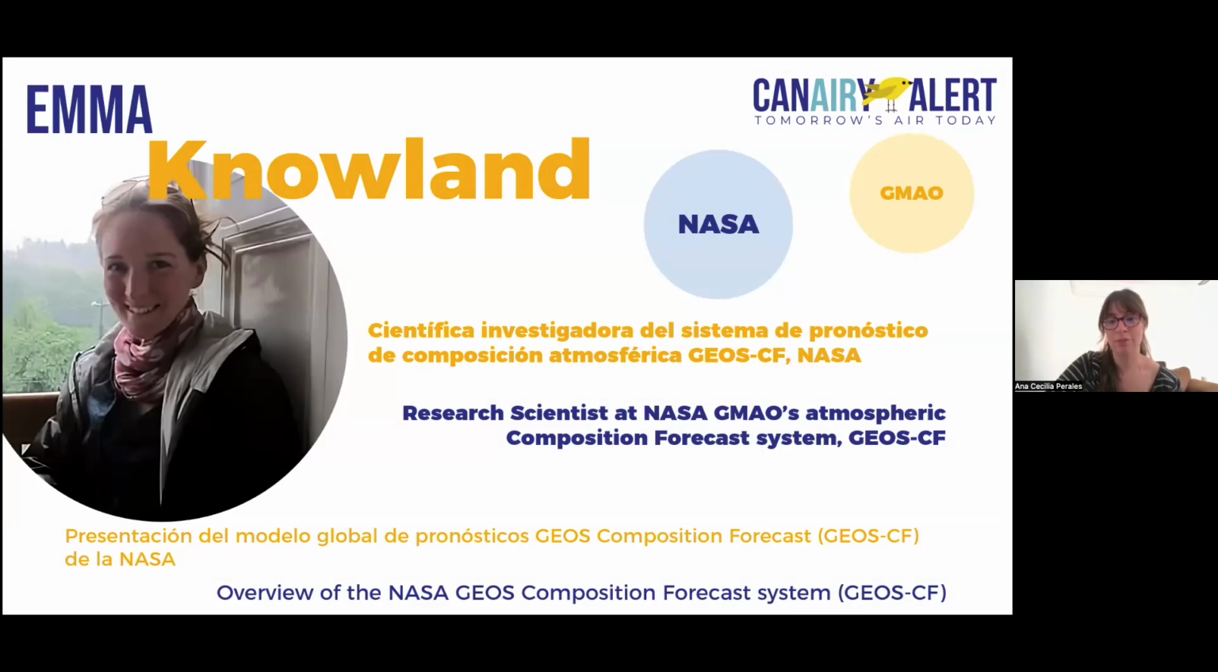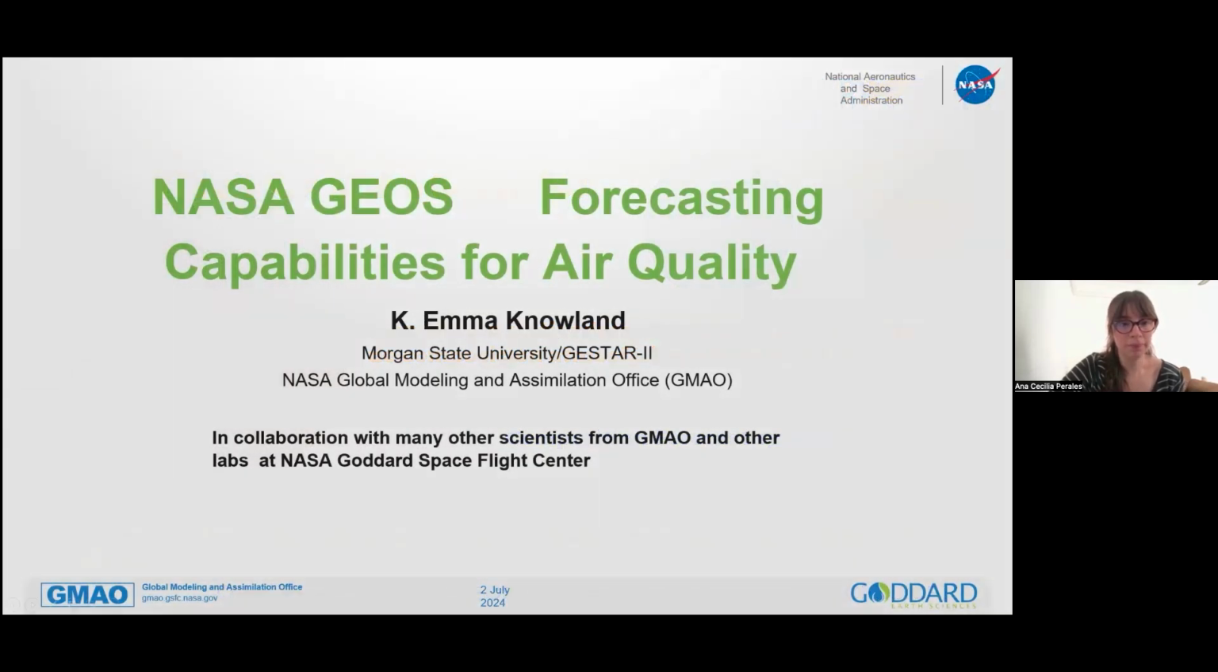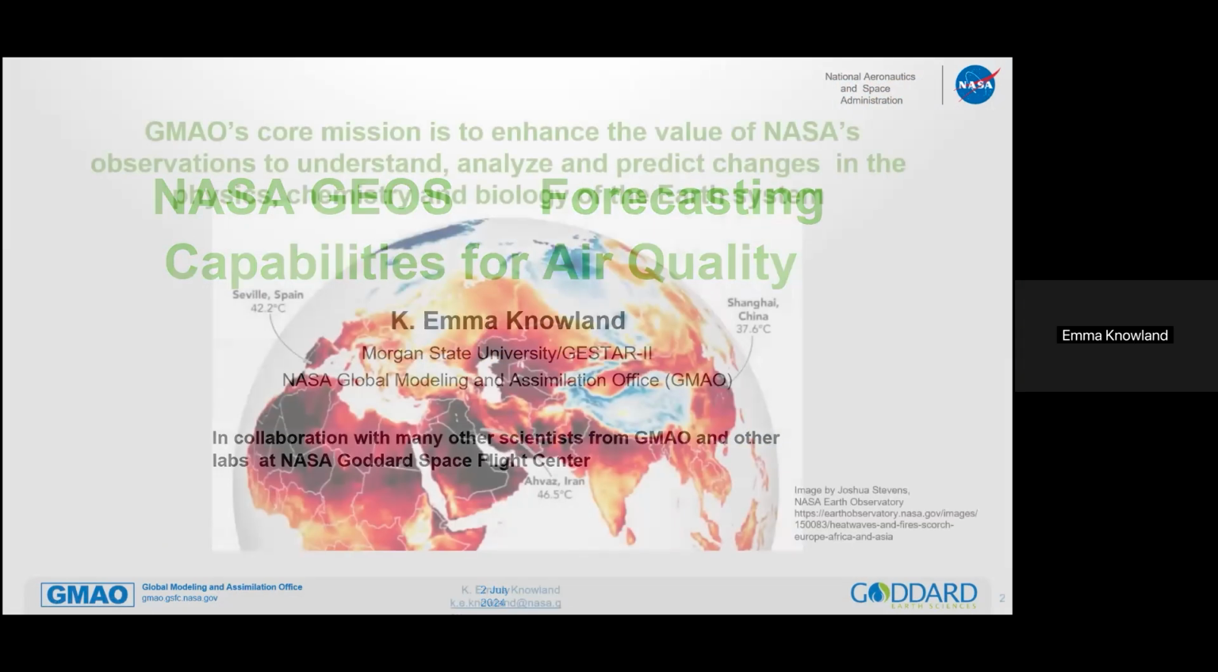And now I give the floor to Emma Nolan, who is one of the first researchers of the GEOS CF, which is the NASA air quality monitoring model. Go ahead, Emma, take it away. Thank you so much for the invitation to talk today. My name is Emma Nolan, and I am a research scientist at Morgan State University, and I actually work physically at NASA Goddard Space Flight Center in the Global Modeling and Assimilation Office, based just outside Washington, D.C.